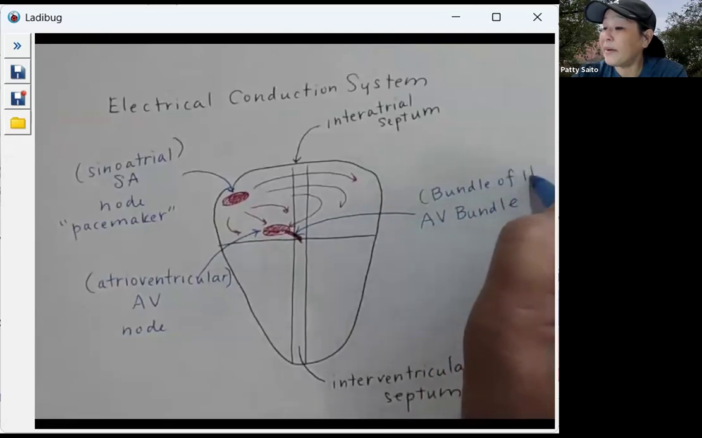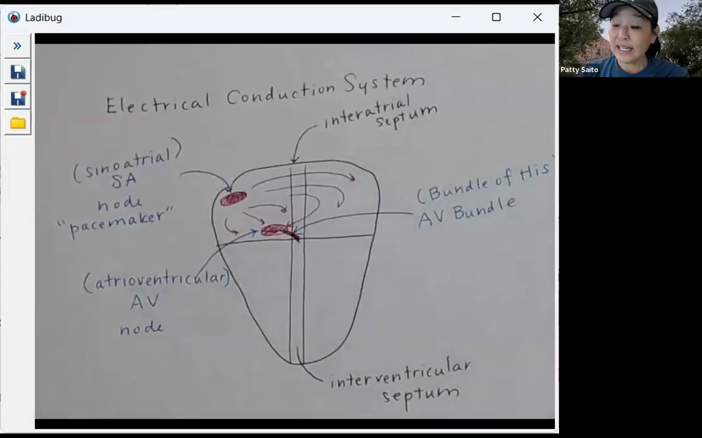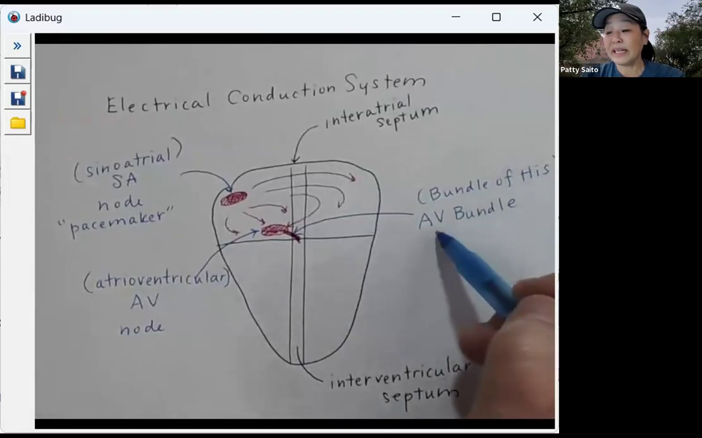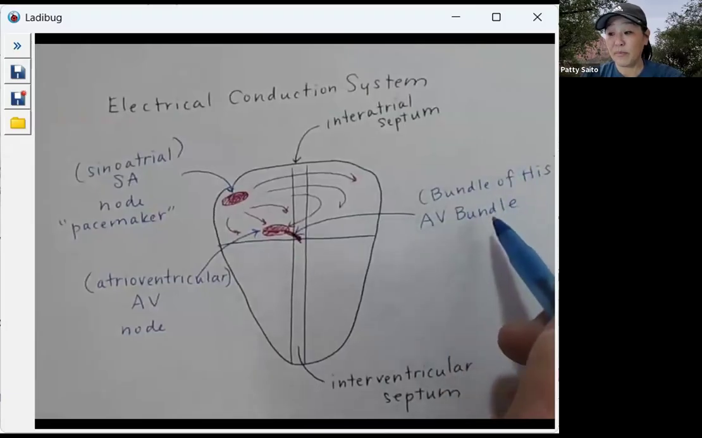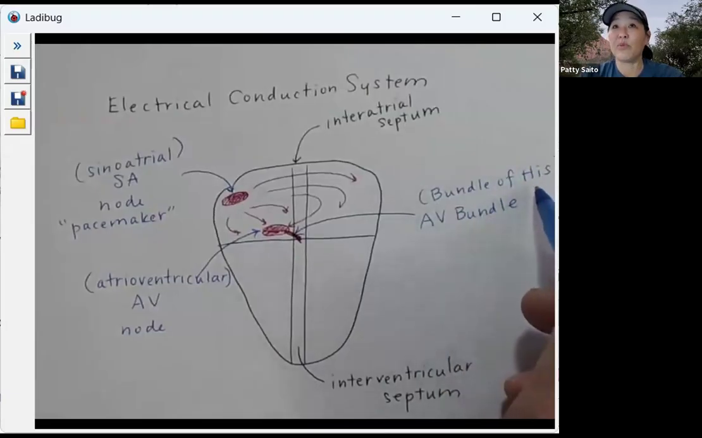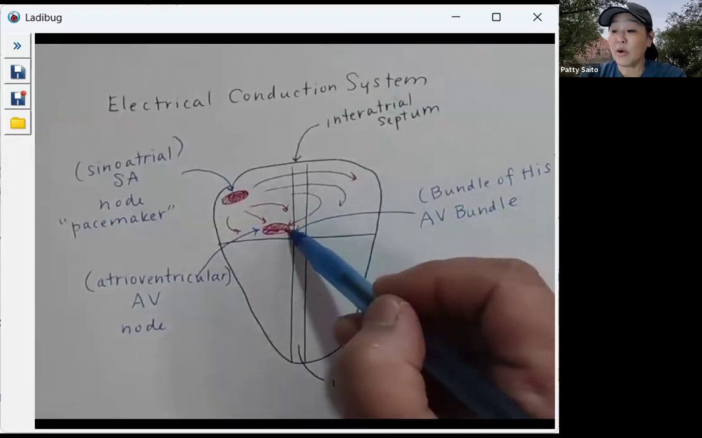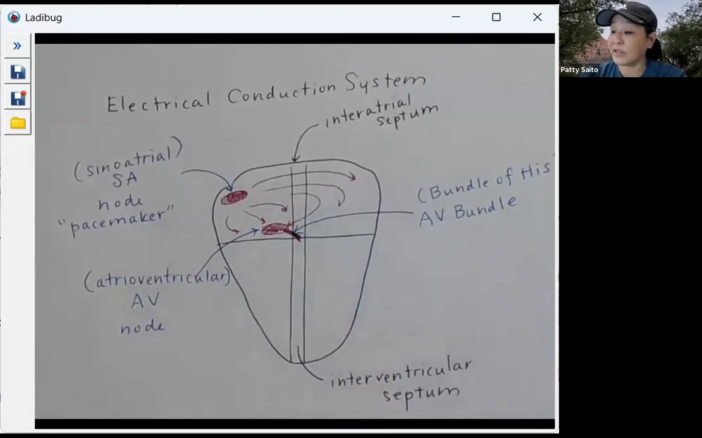His is a name of a person. So I tend to not use these terms, but the AV bundle tells me more about it. The bundle of His doesn't tell me where it's located, but AV tells me it's in the heart between the atria and the ventricles, right? Because this is going from the atria into the ventricles.